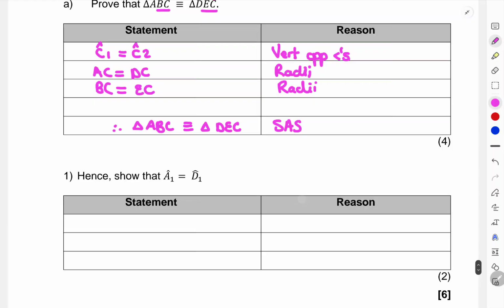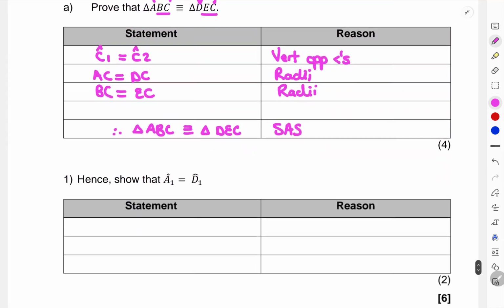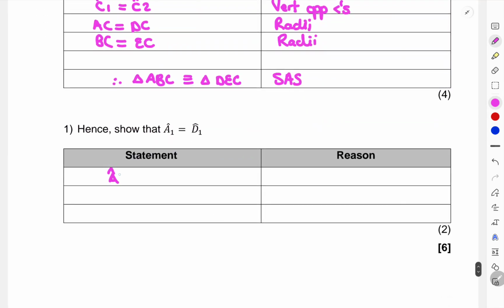Okay, then they say, hence show that A1 is equal to D1. So A1 would be equal to D1. Do they play matchy-matchy with where they are standing? Yes. So I'm just going to state A1 is equal to D1. Why? Because I've proven that triangle ABC is congruent to triangle DEC.